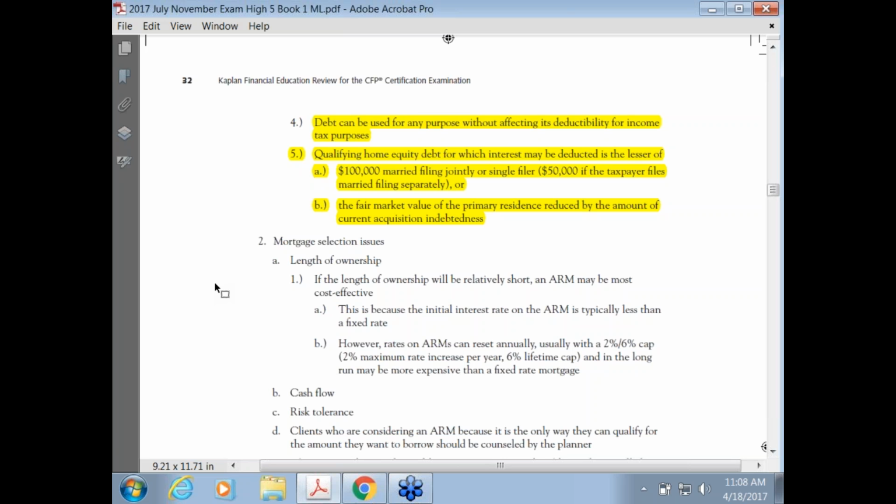I like the testing on the $100,000 limit. That's the maximum amount of home equity debt for which interest may be deducted. I think that one tends to show up at the $100,000, and it doesn't get into that next point: fair market value of the primary residence reduced by current acquisition debt. I think if you see this one, you'll see it related to the $100,000.